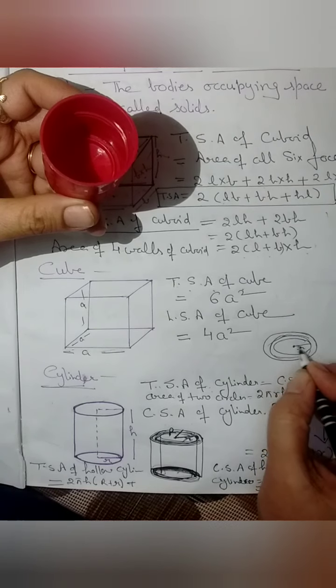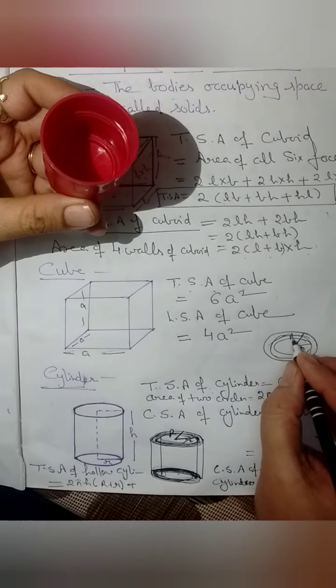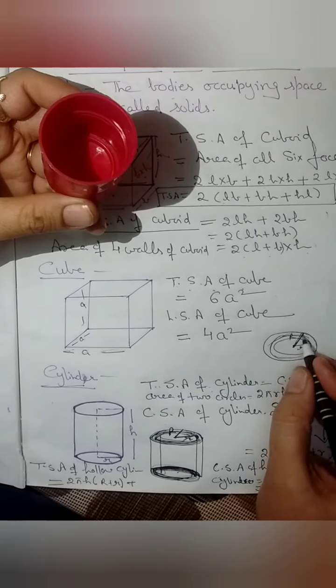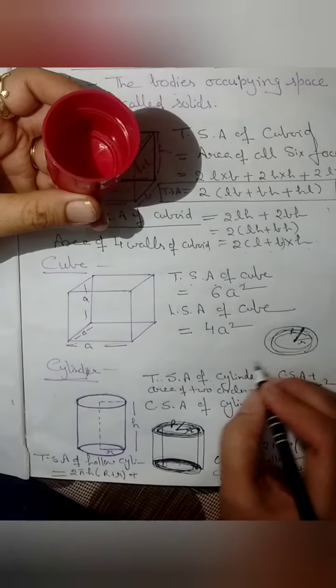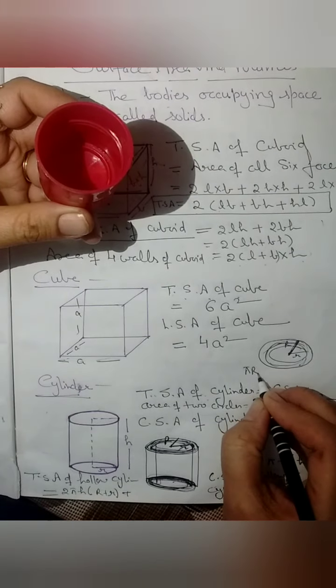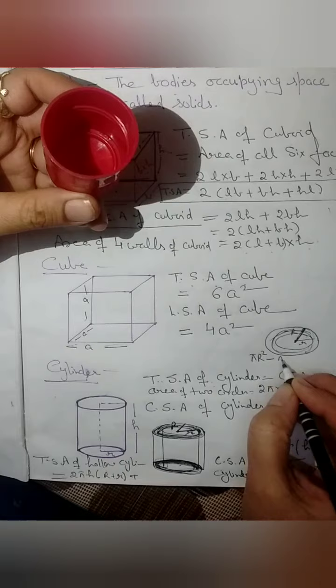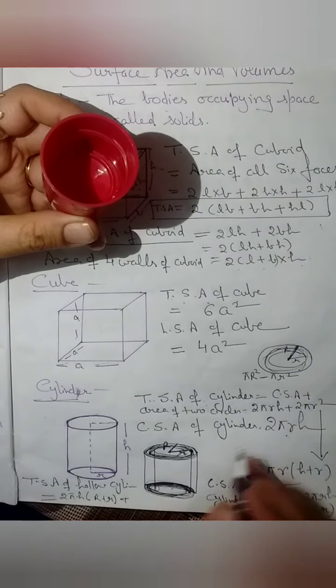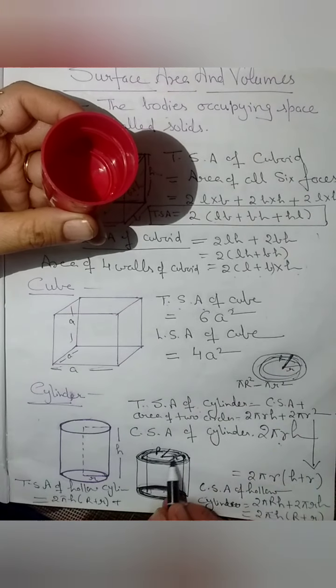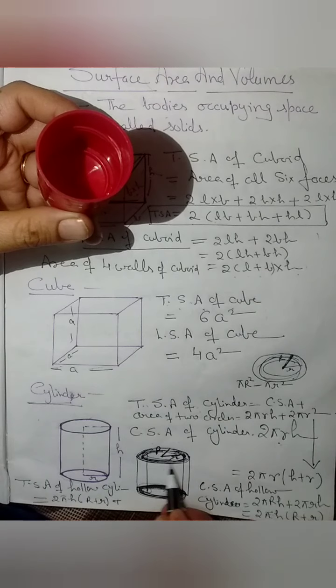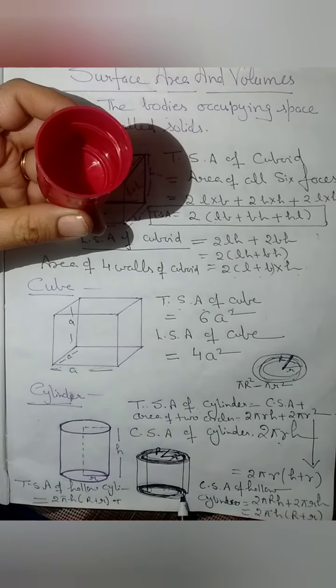Inside radius is small r, and capital R is used for outside radius. So area of this ring will be equal to area of outer circle minus area of inner circle. How many rings are formed here? One is at the top and the other is at the bottom.